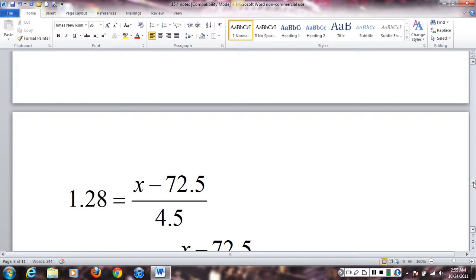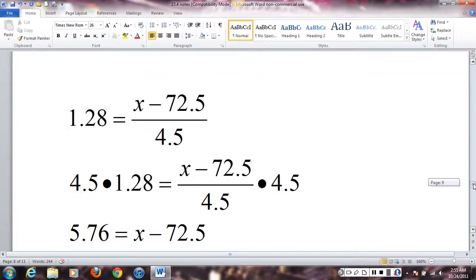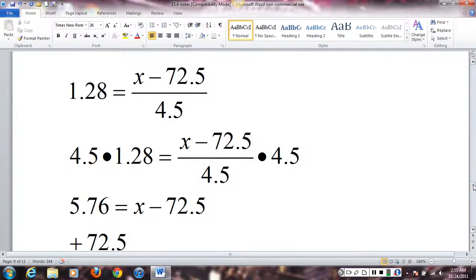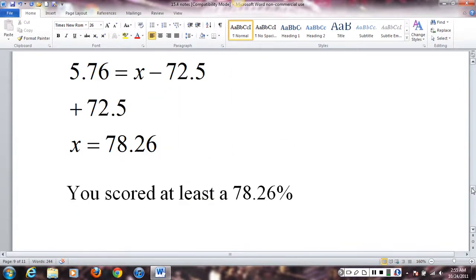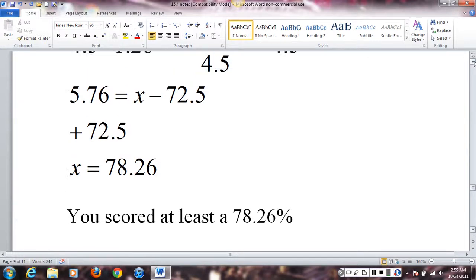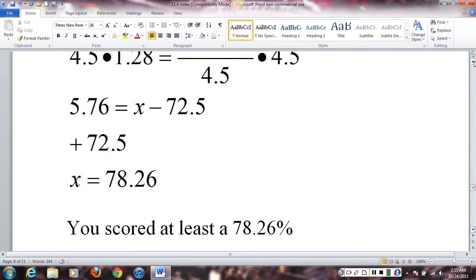So to solve, first thing I'll do is multiply each side by 4.5, which gives me 5.76 equals x minus 72.5. Again, continue to solve for x, and I'll get 78.26. So this means I need to have scored at least a 78.26% on my exam to be considered in the top 10% of the class for this particular test.